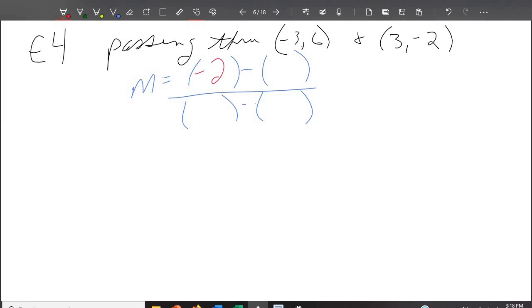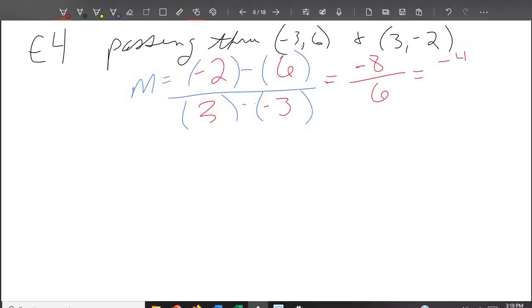The second y is negative 2. The first y is 6. The second x is 3. Whoops, that's an ugly looking 3. The second x is 3, and the first is negative 3. Alright, so we end up with negative 8 in the top, positive 6 in the bottom.